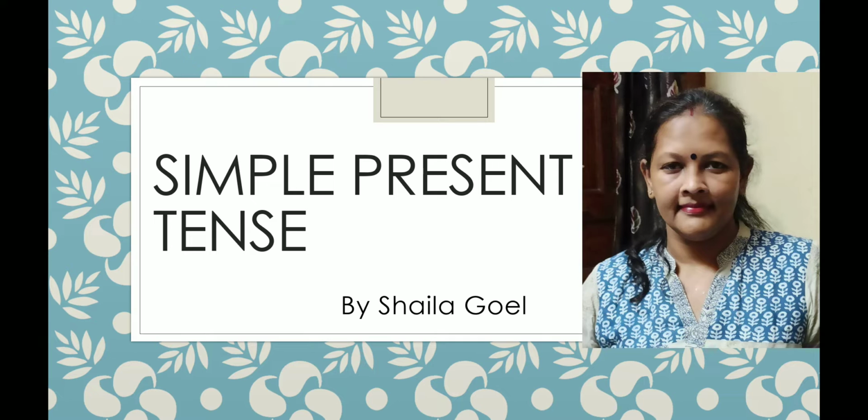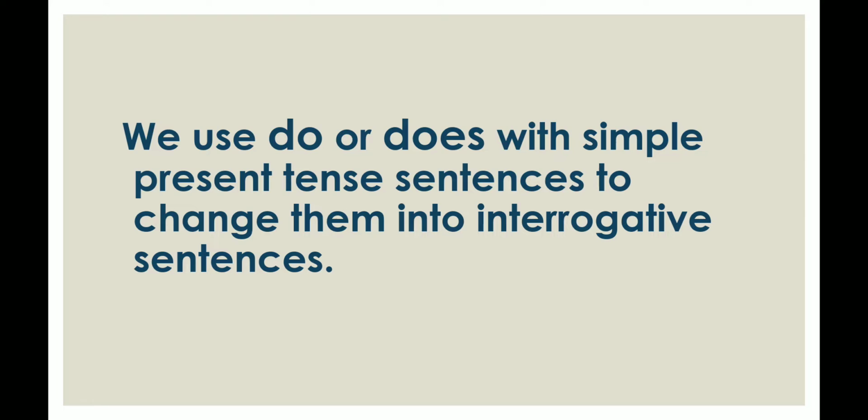Today we are going to do our next part of simple present tense, that is changing the sentences into interrogative form. Students, as you all know, there is no helping verb in simple present tense, so we use do or does with simple present tense sentences to change them into interrogative sentences. Now, how do we use do and does?